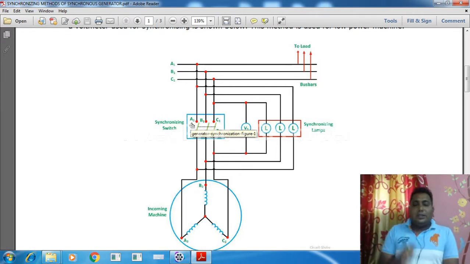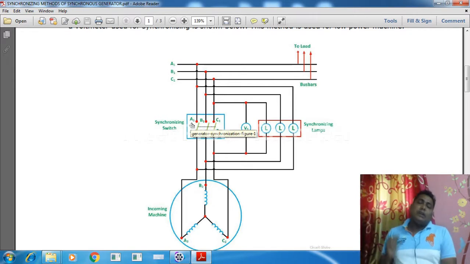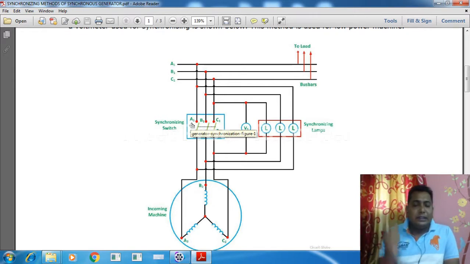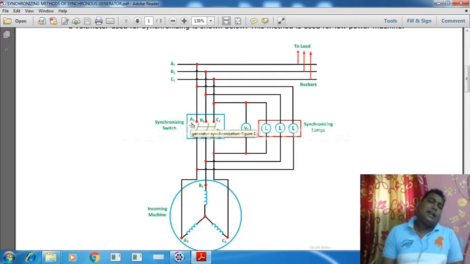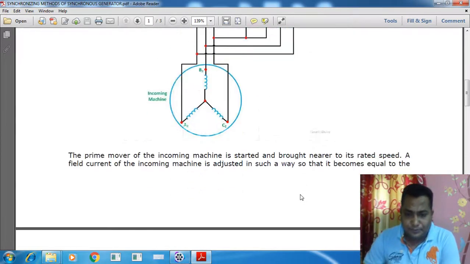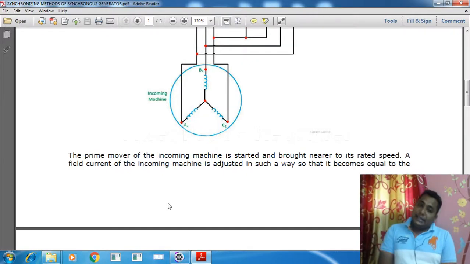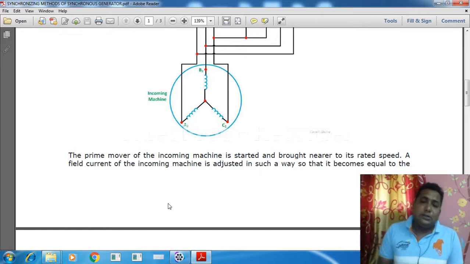So now, by moving the prime mover of the alternator, we can run the alternator, the synchronous generator, and excite the field. Moving the prime mover means we are giving a mechanical input to the system. So the prime mover of the incoming machine is started, that means mechanical energy is given as input to the system, and brought near to its rated speed.